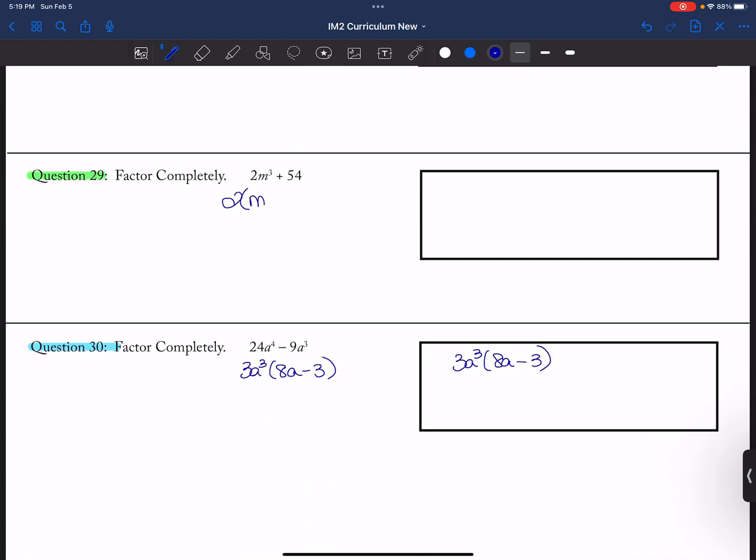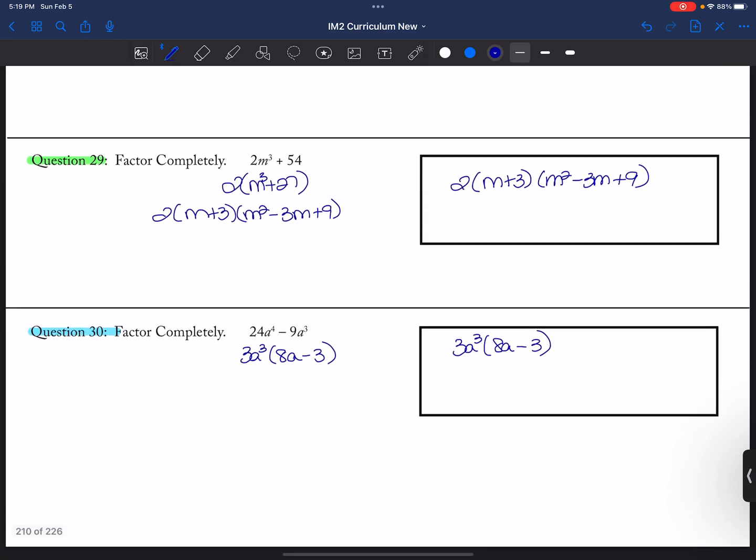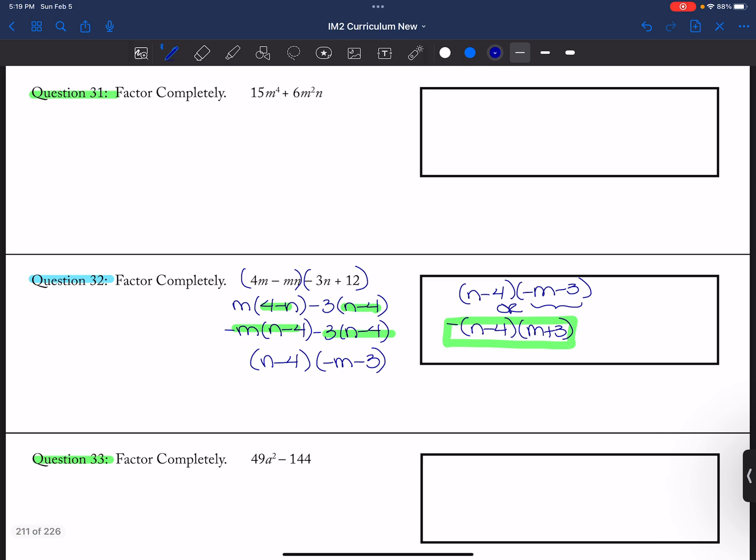Okay, so 2m plus m cubed plus 27. This is (2m plus 3)(m squared minus 3m plus 9). 29. 31. I can pull an m squared out. I can pull a 3 out. So I can pull a 3m squared out.